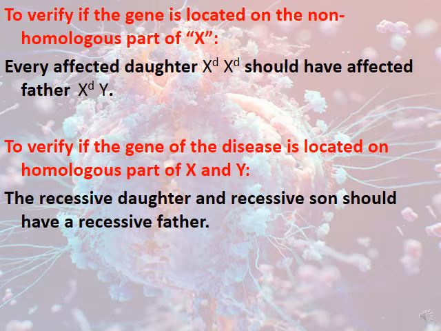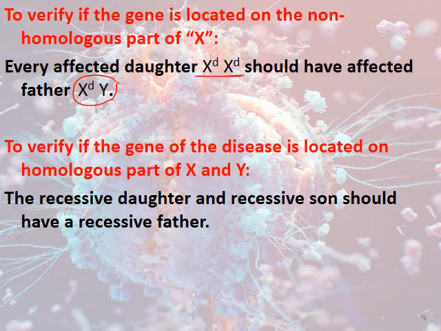If the gene is located on the non-homologous part of X, every affected daughter should have an affected father. Let's see, the daughter has XD. This daughter should inherit XD from each of her parents: XD from the father and XD from the mother. So the father should be exactly XDY. So every affected daughter should have an affected father. If it's not like this, then it's not the case. But if we have an affected daughter that has an affected father, it's located on the non-homologous part of X.